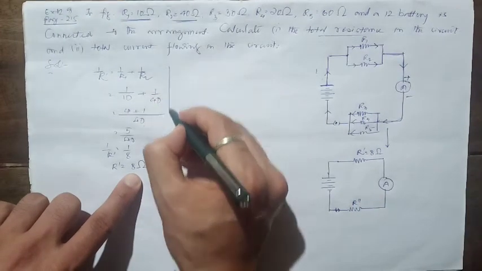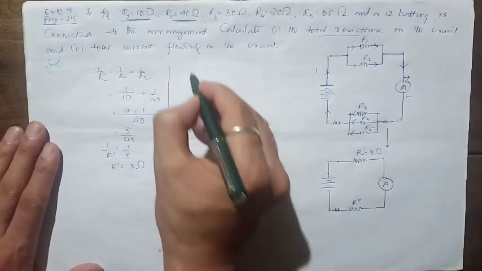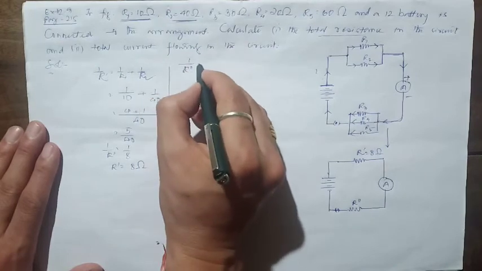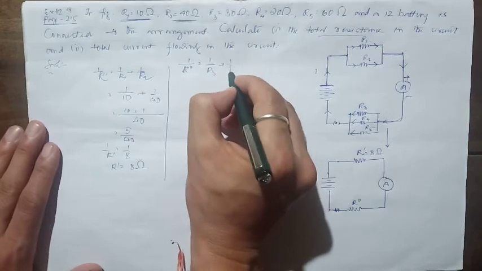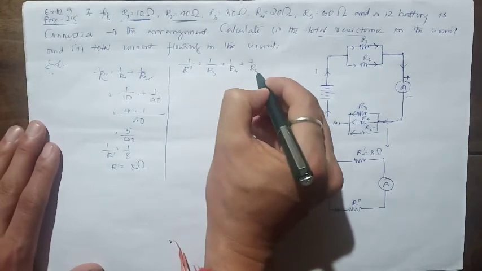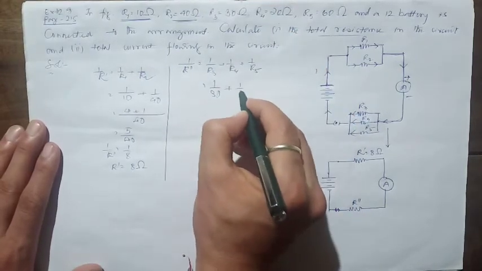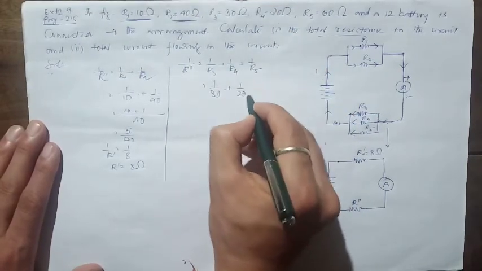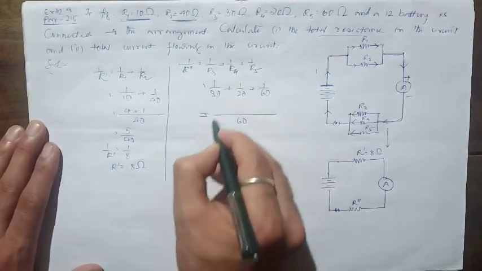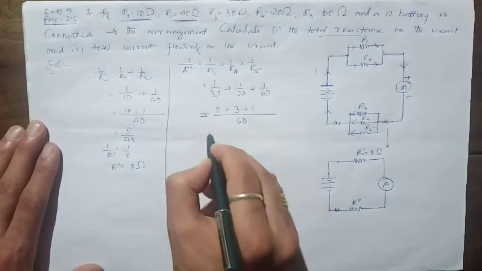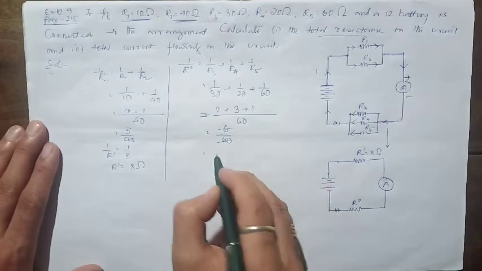Similarly, I can also replace these three resistors by a single resistance R double dash. So let me calculate what is this R double dash. It's 1 by R3 plus 1 by R4 plus 1 by R5. So what is the value of R3? It's a 30 ohm resistance plus R4 is 20 plus R5 is 60. So let's simplify this. Taking LCM 60 and simplifying, you know how to simplify it.